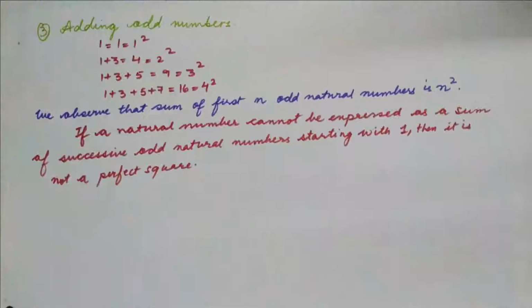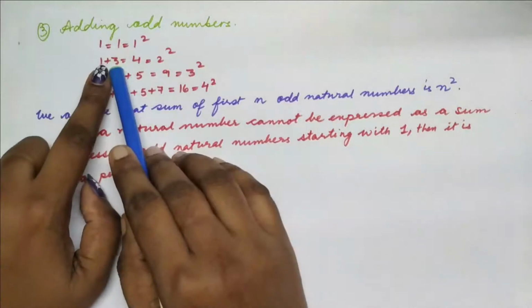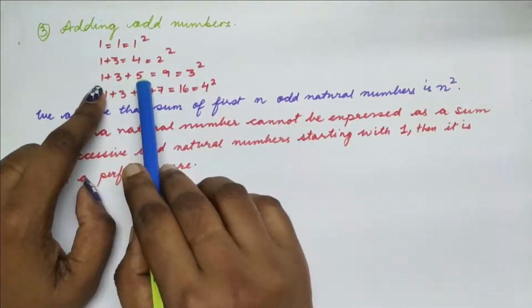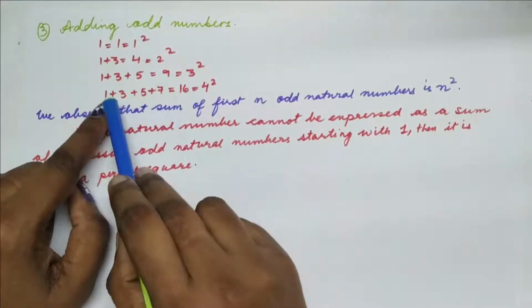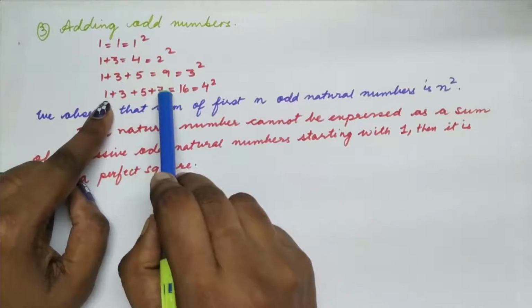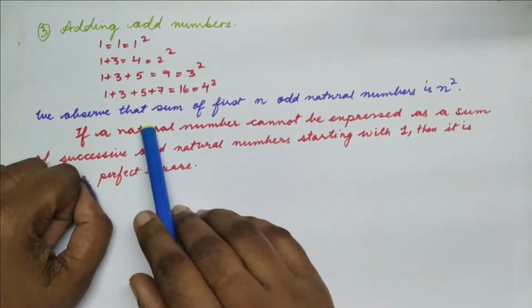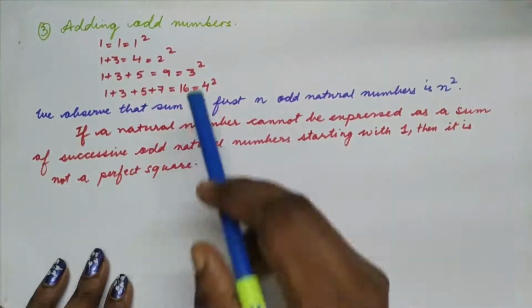Now next is adding the odd numbers. You can observe a pattern here also, like if it is 1, 1 is same as 1 squared. If I add 1 plus 3, 2 odd numbers, it is 4, which is 2 squared. If I add 1 plus 3 plus 5, I get 9, which is 3 squared. So do you observe a pattern? The sum of n odd numbers is equal to n square. So if we observe here, the sum of the first n odd natural numbers is n square.